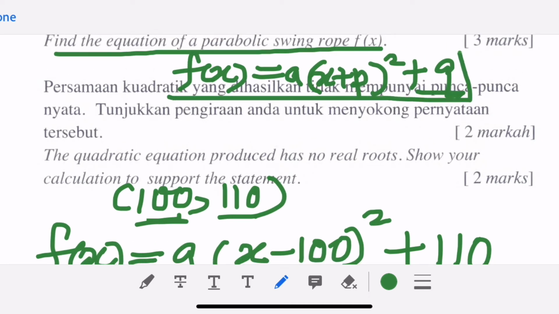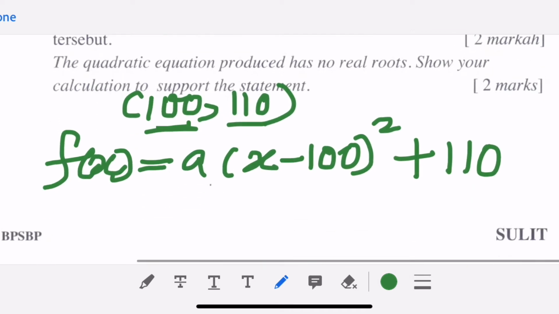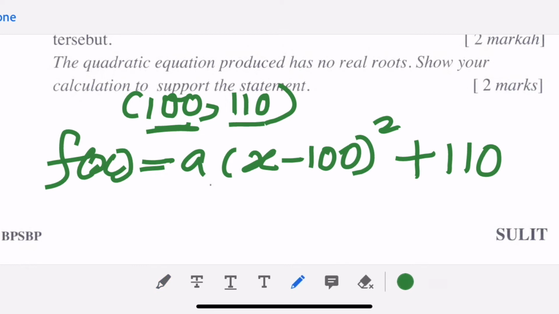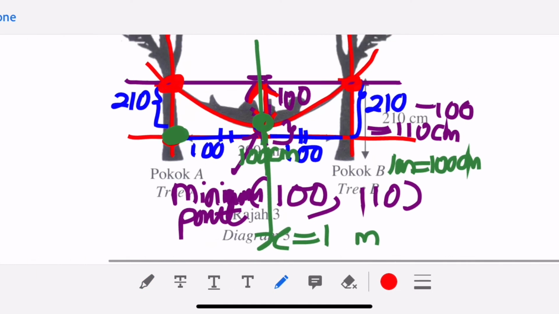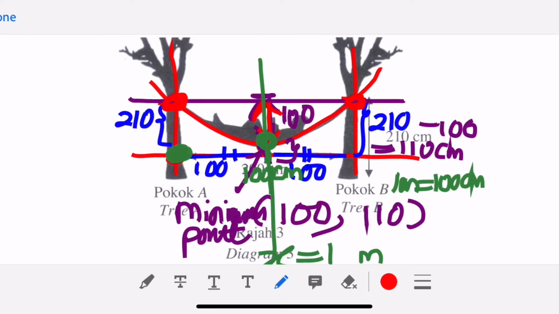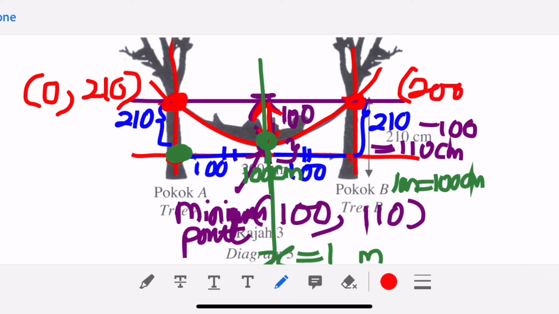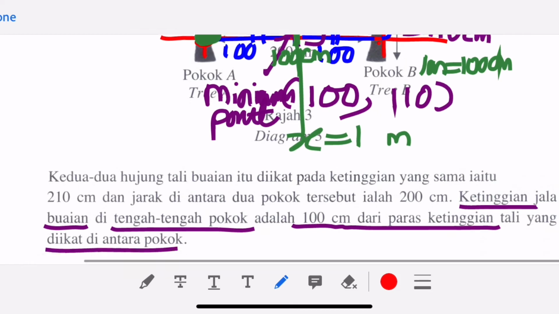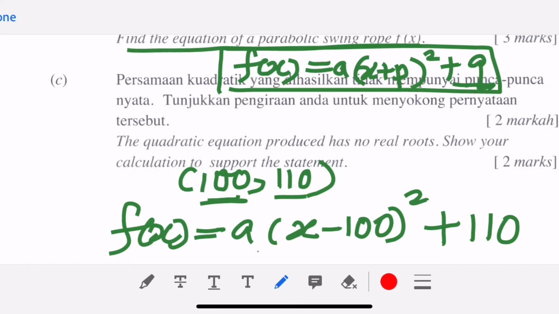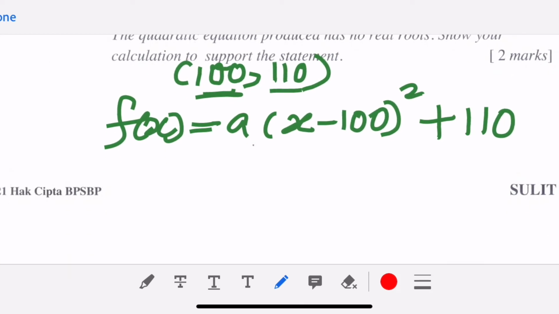You have to start with this step first, and then you plug in the vertex into the function. And then you have to solve the A by using any of the points on the diagram. So normally it's the y-intercept. You can use this point, which is (0, 110), or you can even use (200, 110). But don't use the minimum point. So the easy one is (0, 210). Okay, any of the points will give you the same answer.